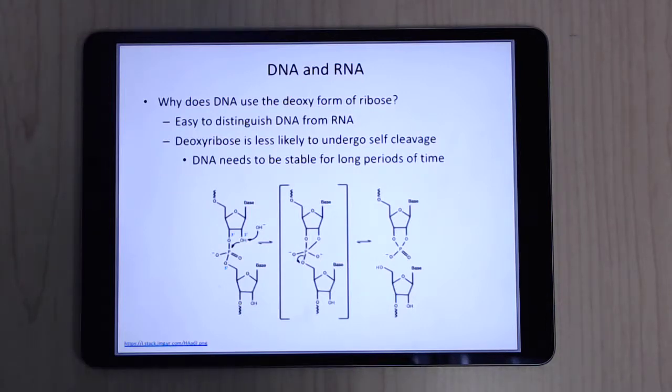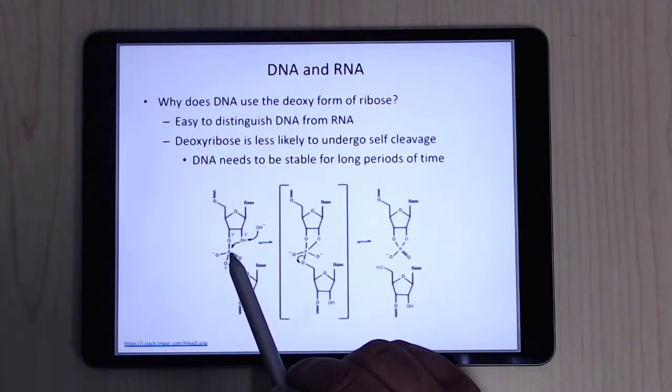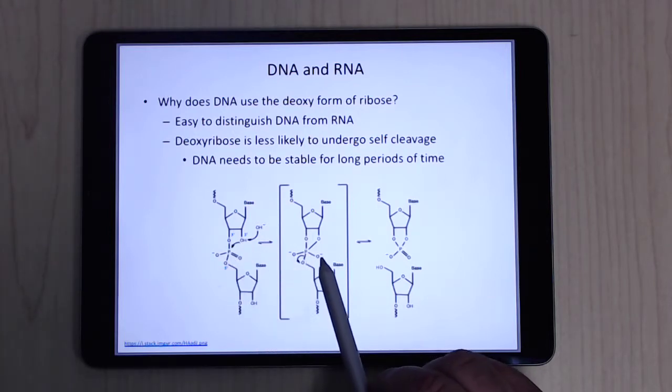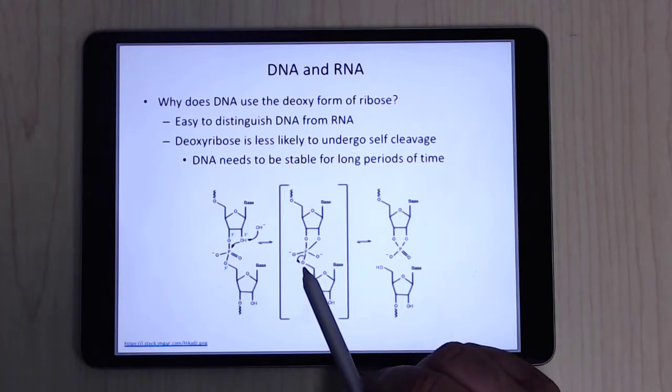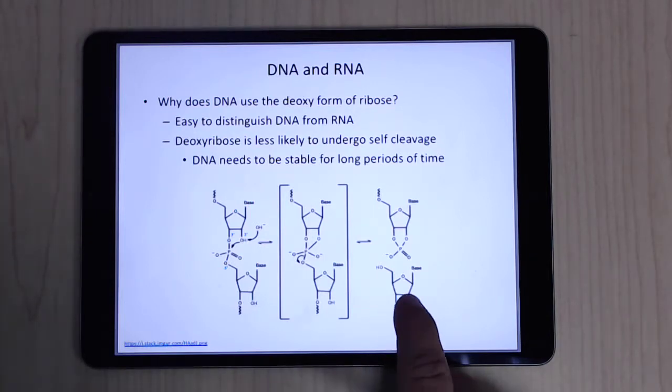But also the deoxyribose is less likely to undergo self-cleavage. If you look at this, this OH can come in and do a nucleophilic attack on the phosphate. If that collapses back down, you can actually clip that bond there. That's not a big deal for RNA because we can always just make more, but for DNA we need to avoid that because it would just happen in aqueous solutions. So for long-term storage it's easier to use DNA.